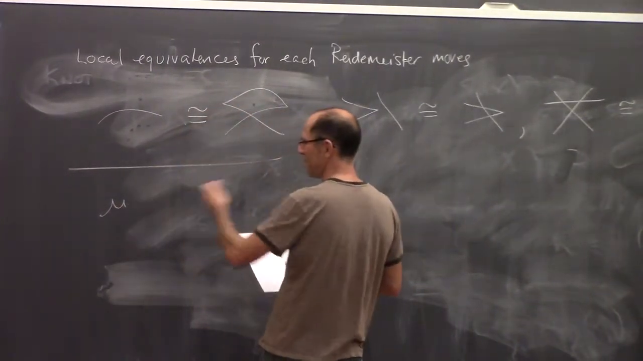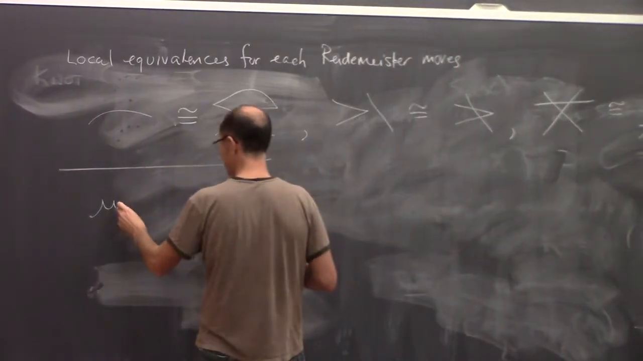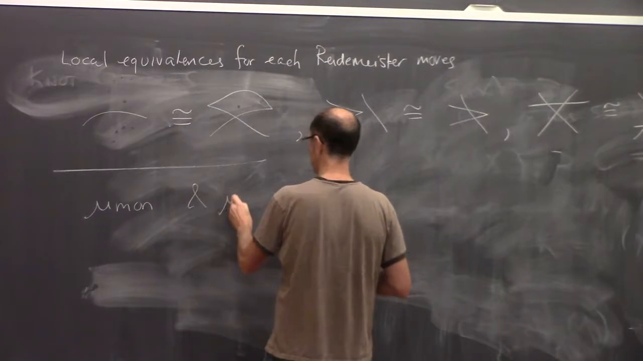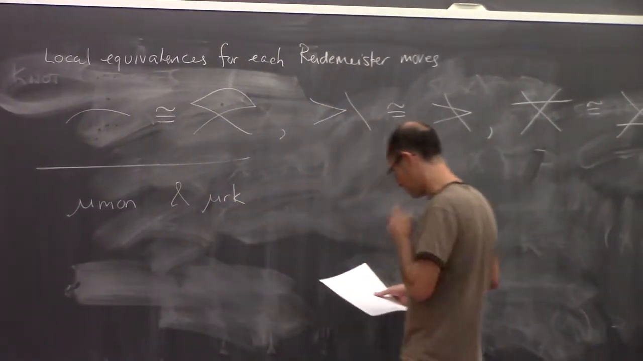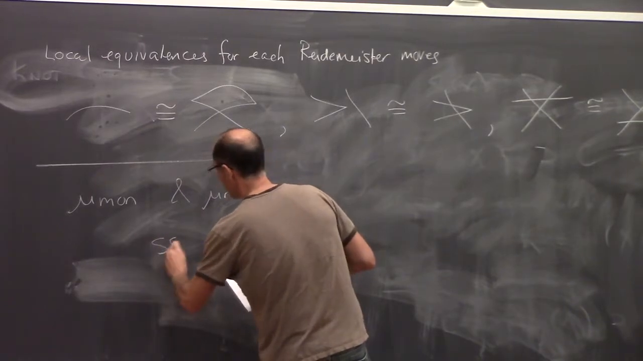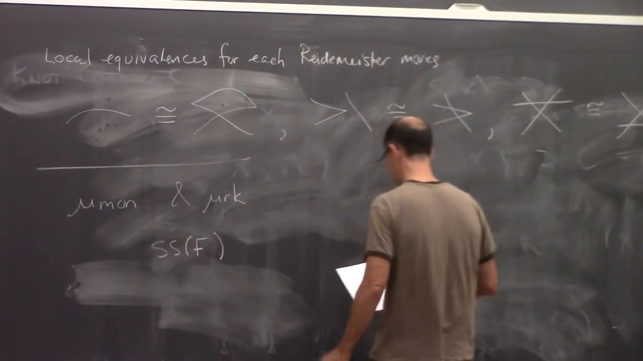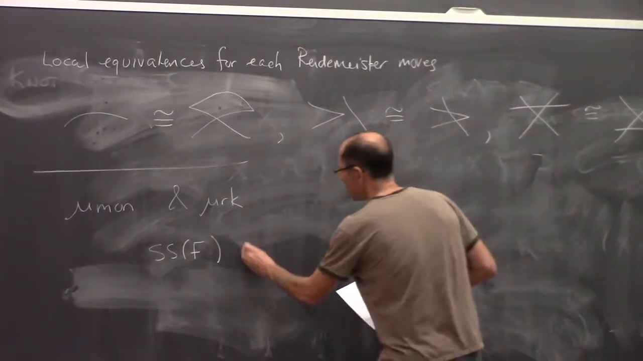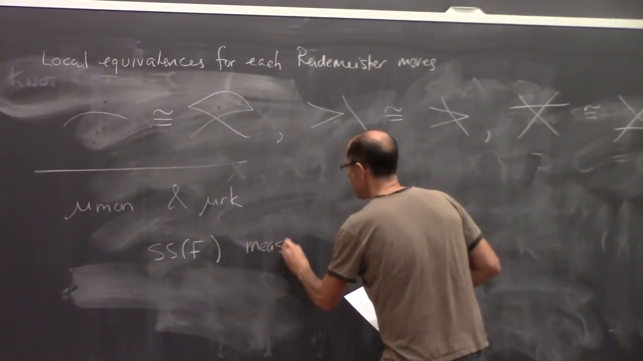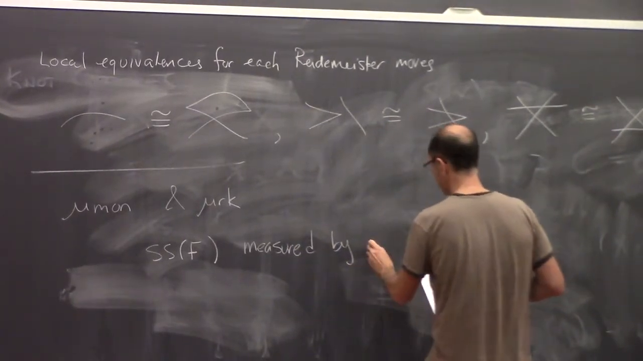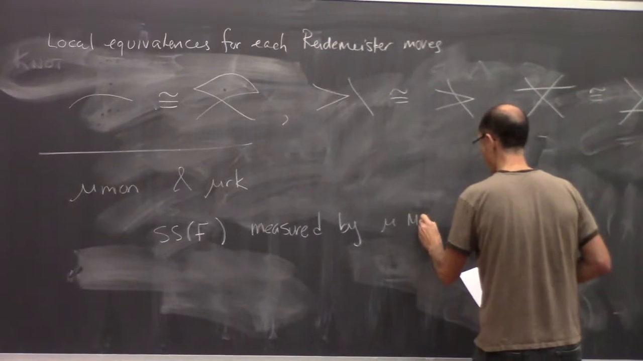This mu is a letter that means micro, so I use it to mean micro-local. So micro-local monodromy, I'm going to discuss in micro-local rank. Let me remind, or tell, or explain a little bit about what the singular support of a sheaf is. The singular support of a sheaf F is measured by what's called the micro-local Morse group.